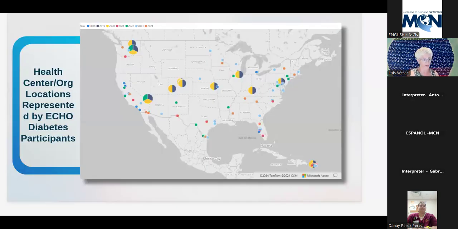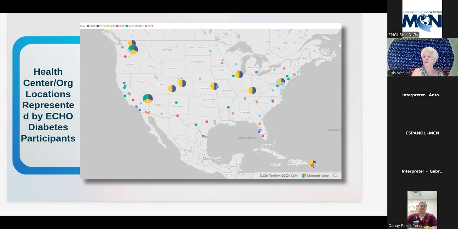hemoglobin A1C numbers. So this lovely map of the United States and Puerto Rico shows where people are from in the different training sessions. And so if you see a bunch of different colors, that's because we've had repeat people from there in different years. So for example, the yellow is the year 2020, and the dark blue is the year 2019. So we're really delighted to have a presence in most parts of the United States.